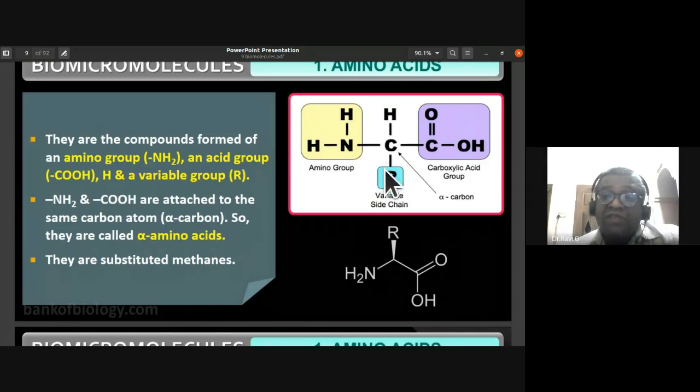So these alpha carbons are also called substituted methanes, where three hydrogens are substituted by the amino group, the carboxylic acid group, and the R variable chain. That is the reason we call it the alpha carbon. Alpha amino acids can also be called substituted methane.